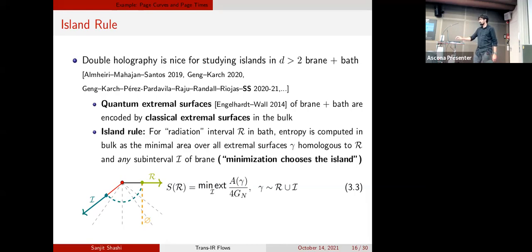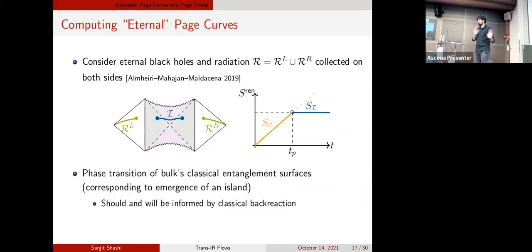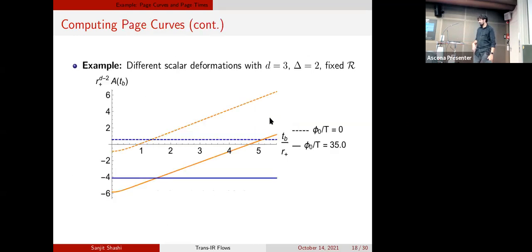So that will give me not just the entanglement entropy, but that'll also give me the island for a particular time. Now I'm going to consider an eternal setup here. So on the brane, I just have this eternal two-sided black hole, and I'm going to collect radiation on the left and on the right. From the bulk perspective, I get a phase transition of entanglement surfaces from one corresponding to no island to one corresponding to an island that extends outside of the interior. Now, if I add a scalar field to the bulk perspective, I'll get classical back reaction that should inform the numerical details of this curve. And that's what we saw.